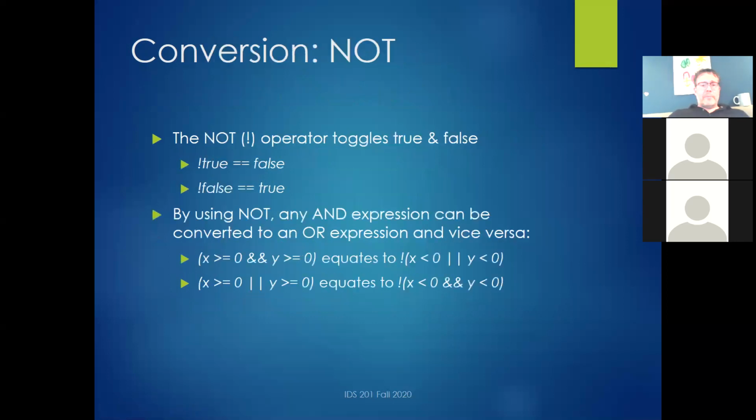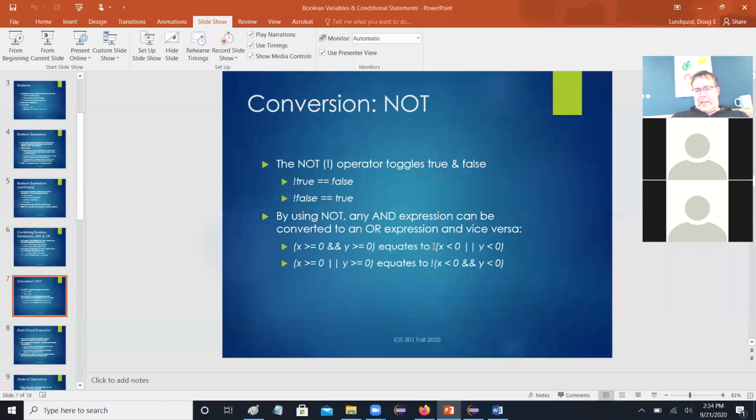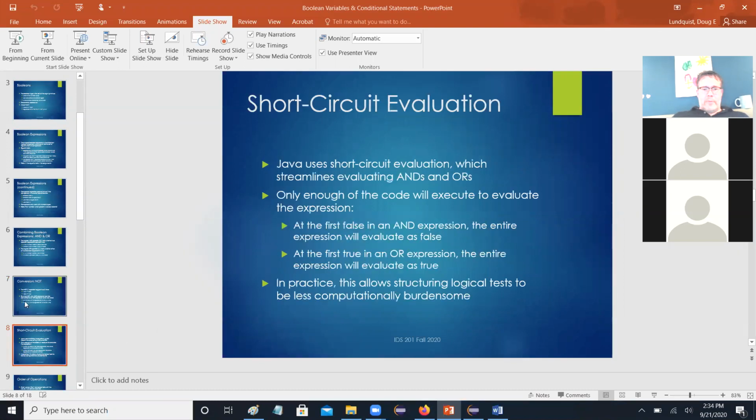Okay. The not operator, on the other hand, toggles true and false. So not true is going to be false. Not false is going to be true. Just flips it back the other way. Now, interesting thing, by using not, you can always convert an and expression to an or expression and vice versa. So let's get a little detail on that. We're going to do that.